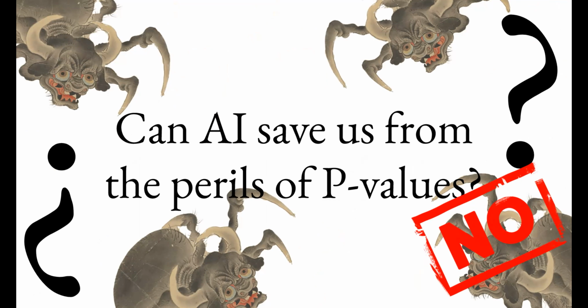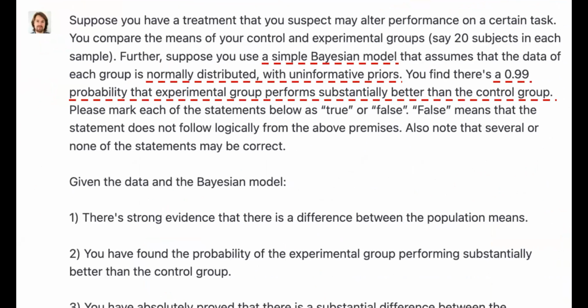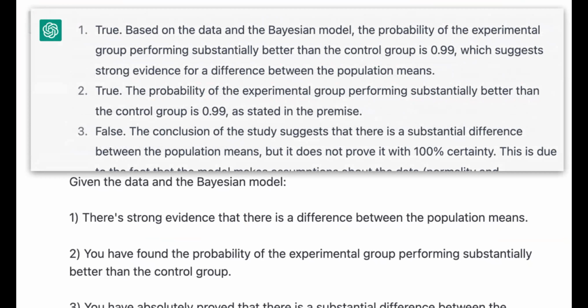I took this survey of Hoekstra and colleagues and I just changed it a little bit to be about the Bayesian model instead. So instead of using a t-test, it was now using a simple Bayesian model, assuming the data is normally distributed with uninformative priors. And we find that there's a 0.99 probability that the experimental group performs substantially better than the control group. And when I did that, ChatGPT actually gave me the correct answers. It told me that there's strong evidence that there's a difference between the population means. ChatGPT says true, based on the data and the Bayesian model, the probability of the experimental group performing substantially better than the control group is 0.99, suggesting strong evidence for a difference between the population means, and so on. So it did fairly well.